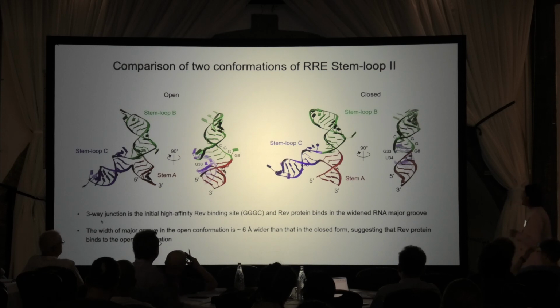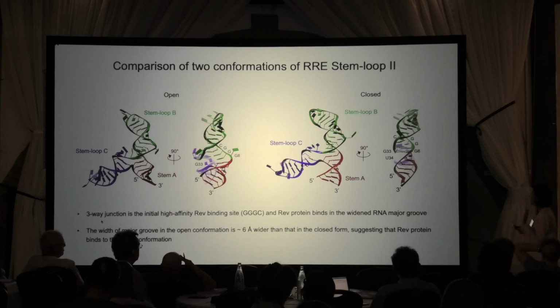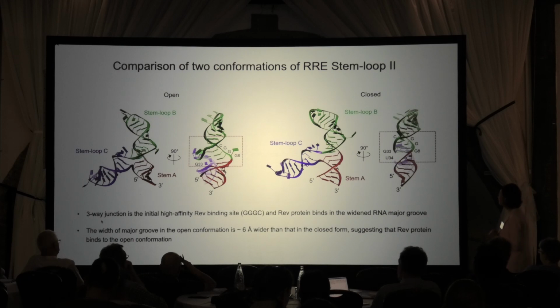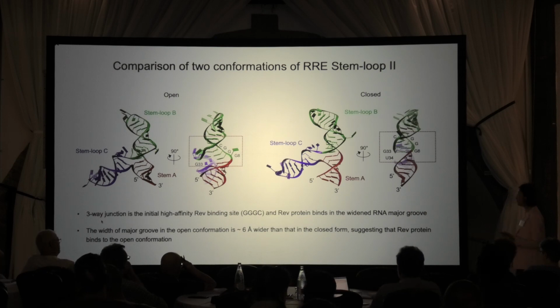That is because the three-way junction is the initial Rev binding site, that GGGC sequence, and the Rev protein binds in the widened RNA major groove. So when we compare the three-way junction, the width of the major groove in the open conformation is about 6 angstroms wider than that of the closed form, suggesting that Rev protein binds the open conformation.